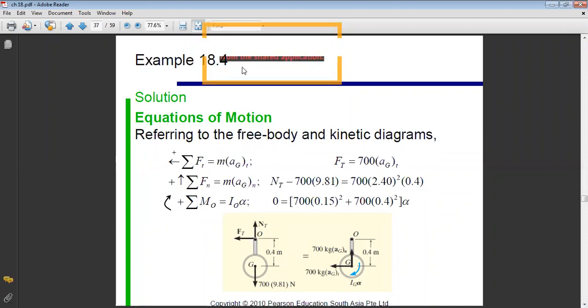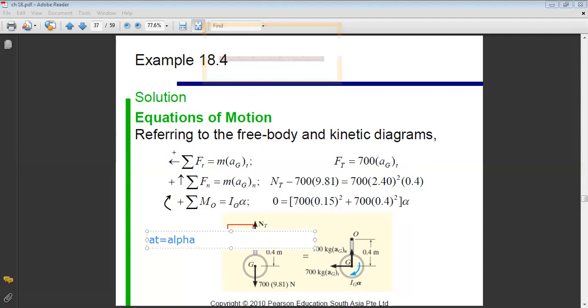So for n, it's fine. For Ft, how to find Ft? We said that sum of t equals m AT. But how to get AT? In rotation about a fixed point, what is AT? AT is alpha times radius r. And here r is the distance from G to O, so times OG. So AT is equal to 0.4 alpha.